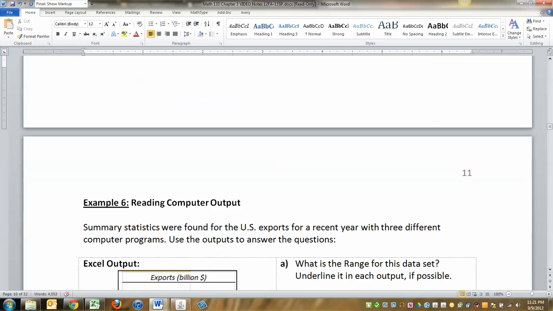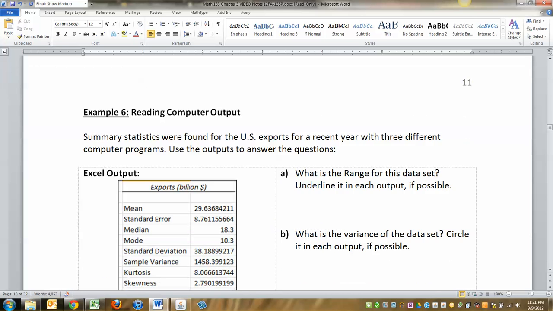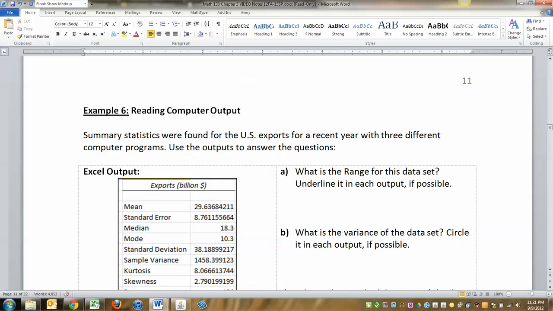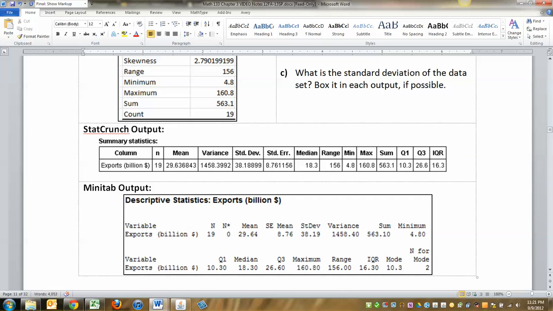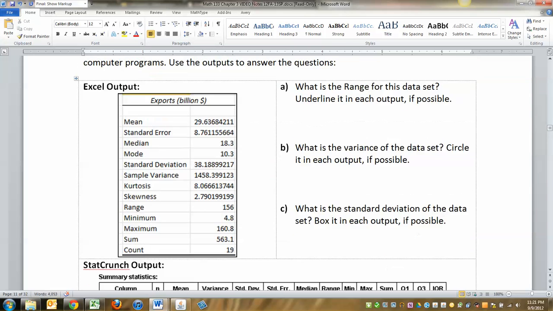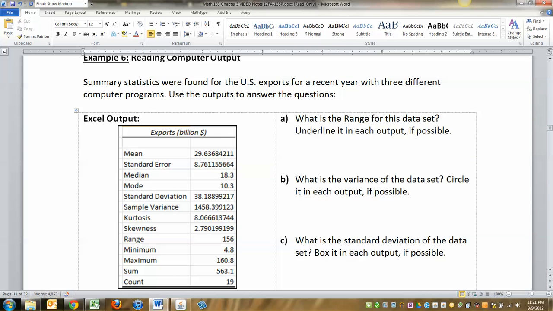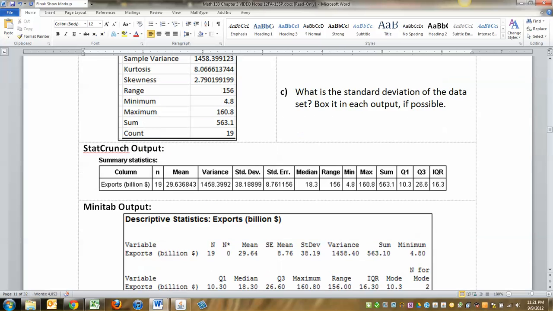All right, done with that one. Next, what about if I just give you a computer printout? Can you read it? That's the kind of thing that's going to show up on your final exam, right? Okay, so what is the range for this data set? What is the variance? What is the standard deviation?